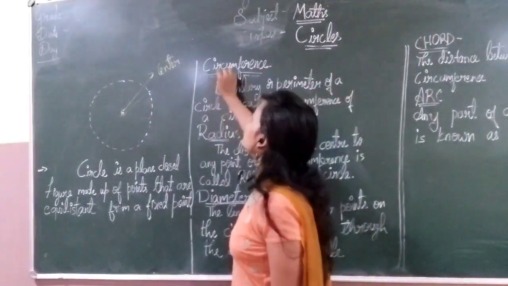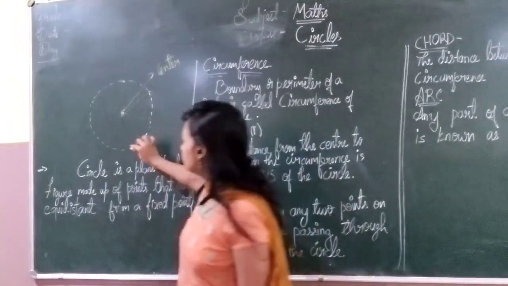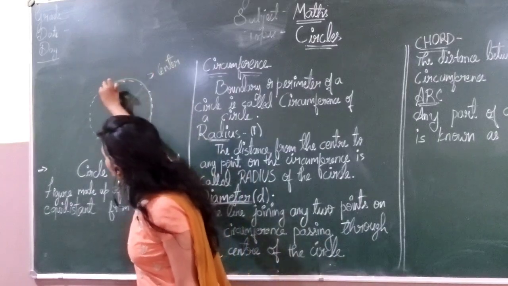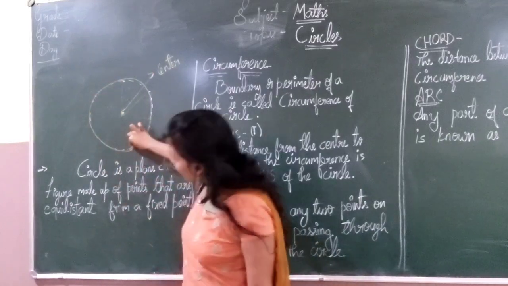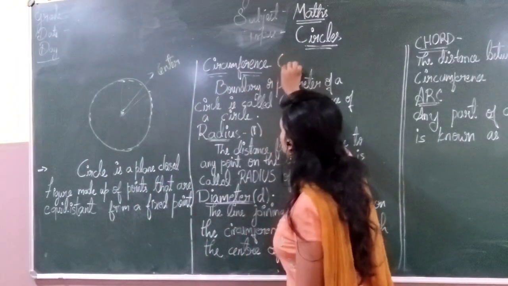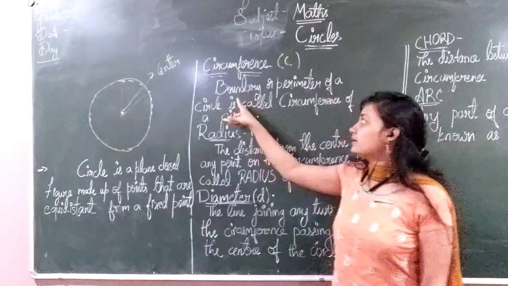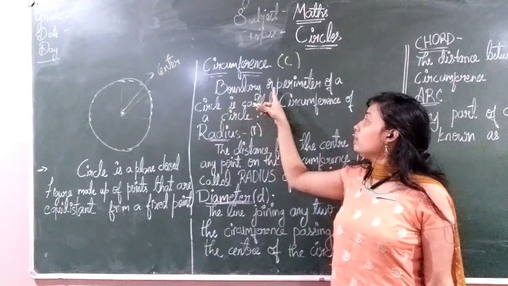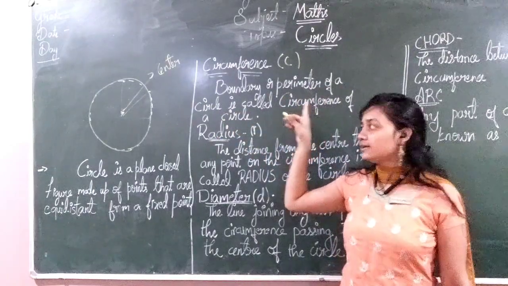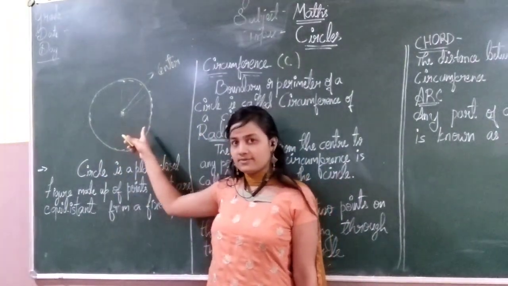First thing is circumference. Circumference is nothing but this boundary line here which makes the circle. This boundary line is called circumference. And how do you write it in short form? You write it using capital C. The boundary or perimeter of a circle is called circumference. That is, the boundary here of a circle is called circumference.